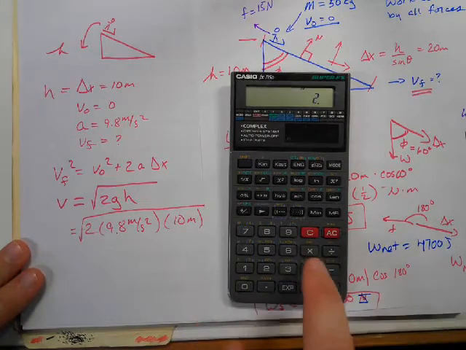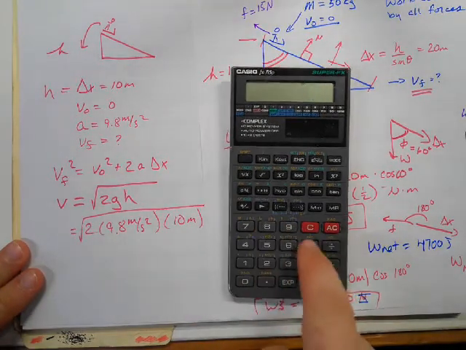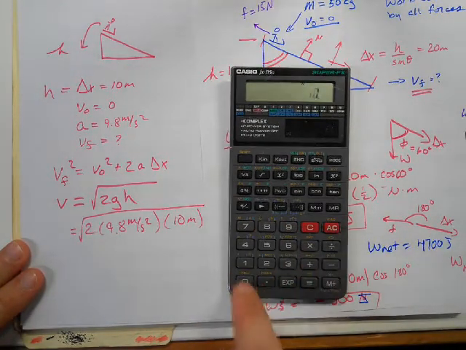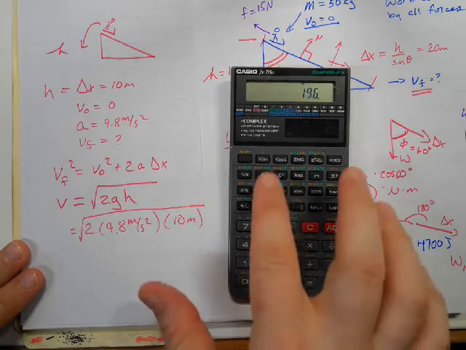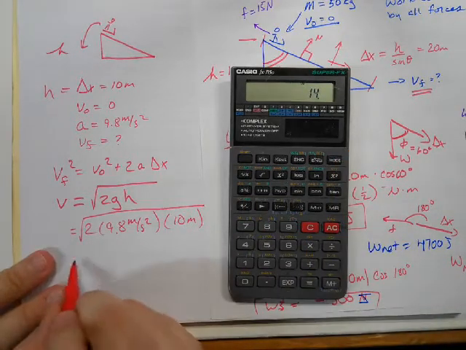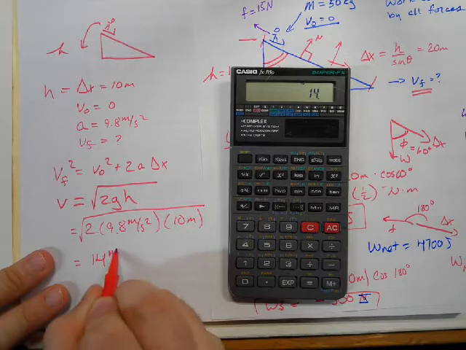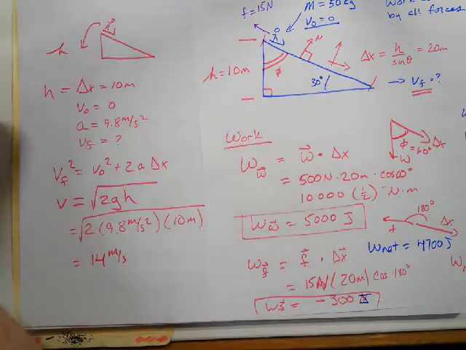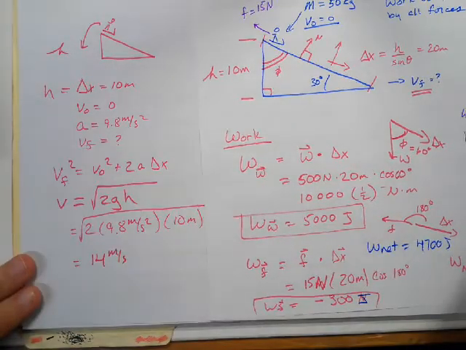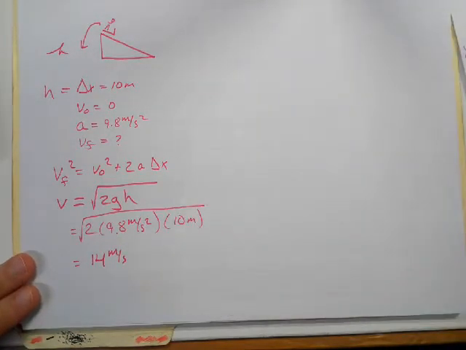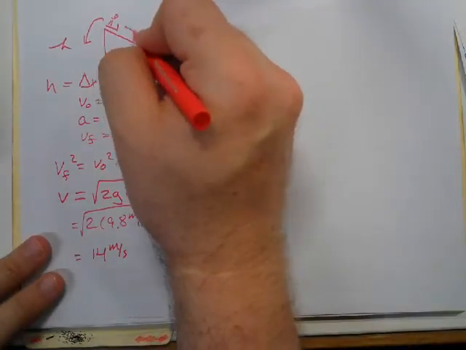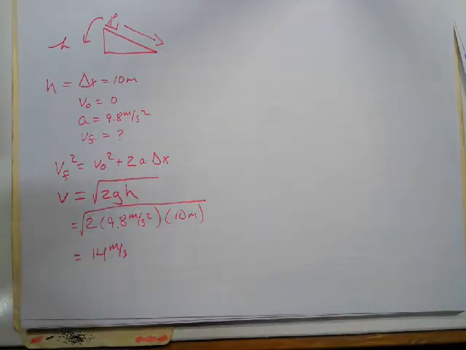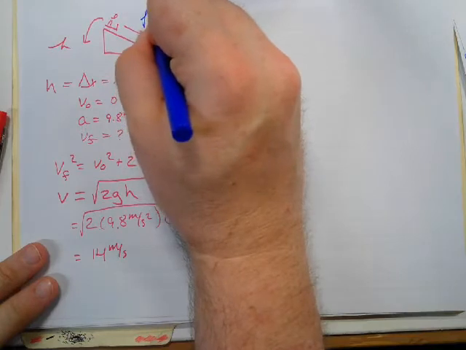2 times 9.8 times 10. We take a square root. And that is 14 meters per second. All right, so that's fine. Now we let the kid go down the ramp this way, and first we'll say it's frictionless.